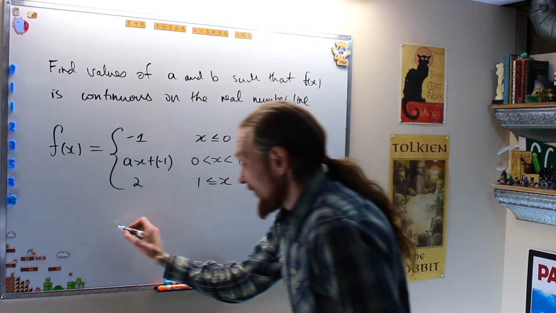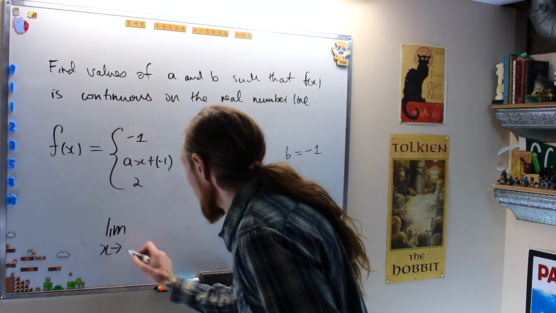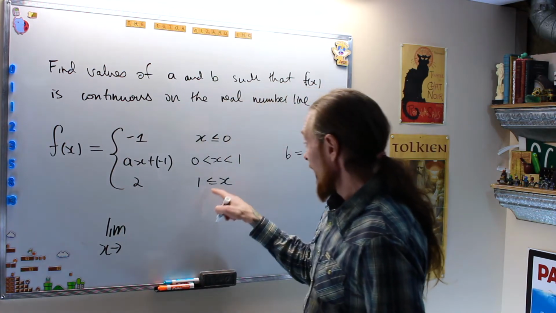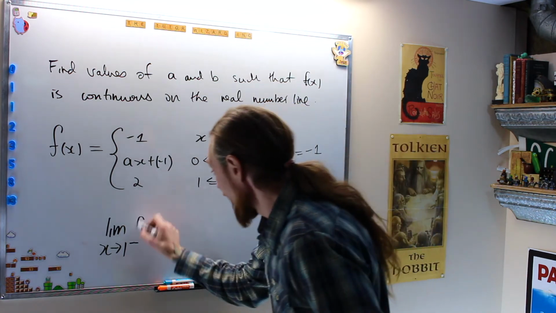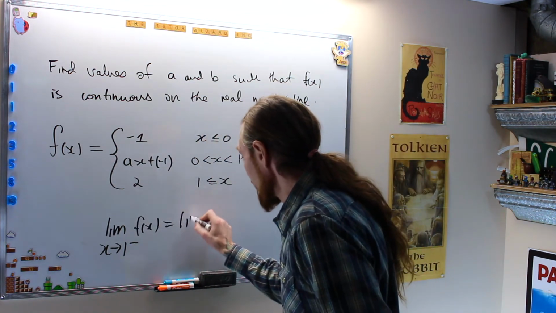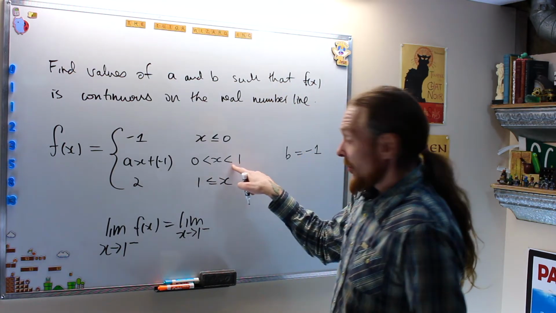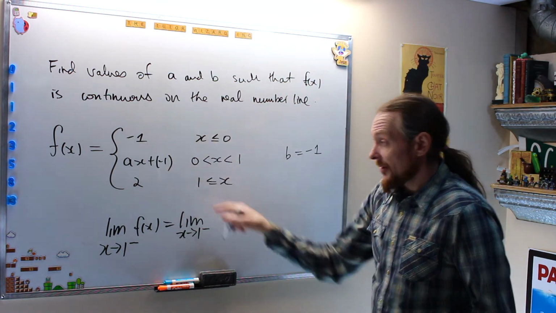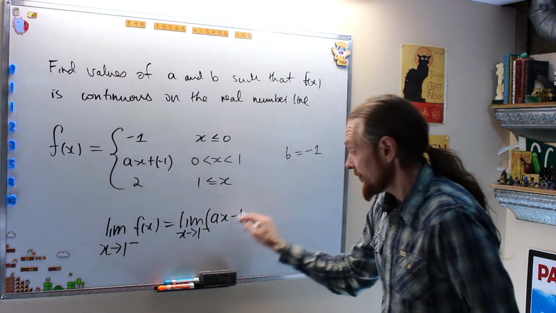Now for continuity at 1, I want the left-hand limit at 1, which will be the limit as x approaches 1 from below of f of x, which is equal to the limit as x approaches 1 from below of, again, when I'm near 1 but below 1, I'm still this function, but now I'm ax minus 1 because I know what b is.